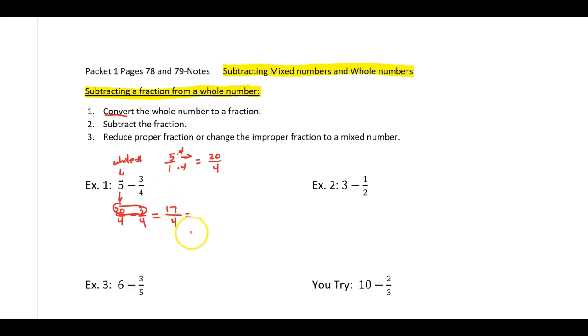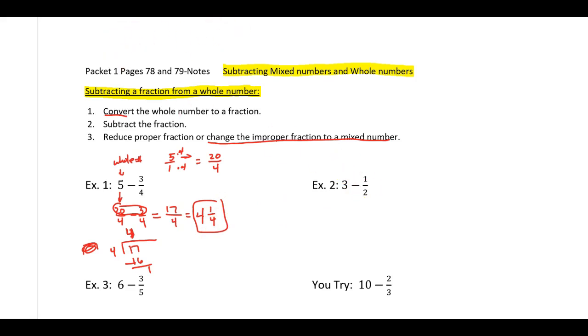And now I have to change this improper fraction. Right now, can we reduce it? No. But can we change the improper fraction to a mixed number? Yes. So this is the whole thing with 17 in the box, 4 on the outside. 4 goes into 17 4 times, so we have 4 wholes. 4 times 4 is 16. When I subtract, I get remainder 1. So it's 4 and 1/4. Okay, and that would be our final answer.